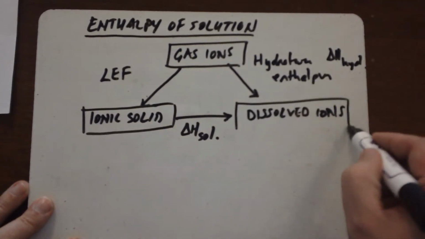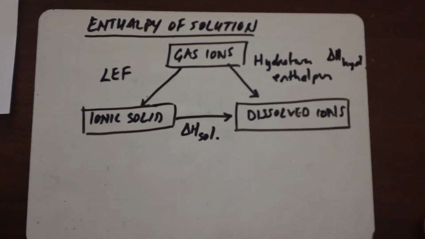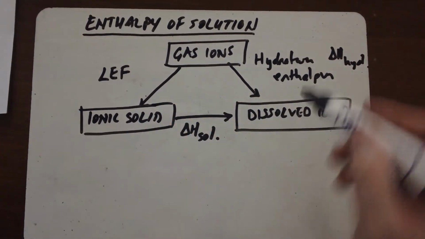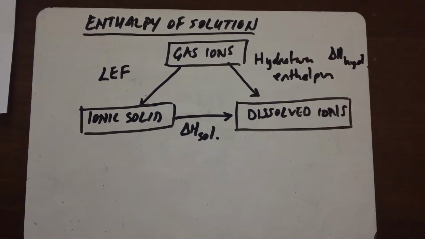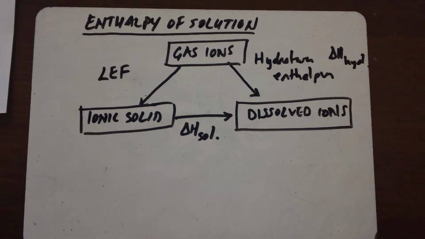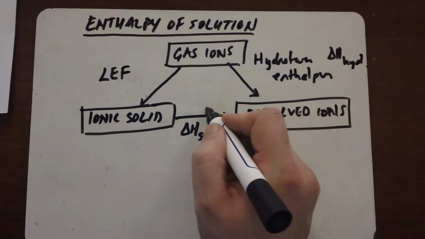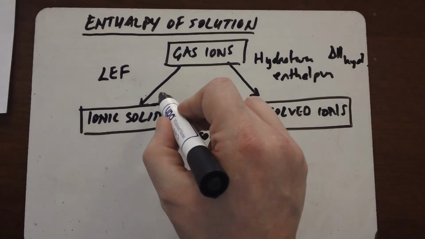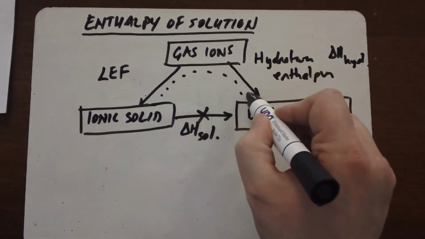And as ever, just like we did with other Hess's cycles, we can work out any of these values as long as we know two of the other values. So for example, with the barium sulfate example, because we can't dissolve it directly and determine the energy change, the temperature change, this route is blocked off to us. So what we have to do is take the alternative route, which would be round this way.